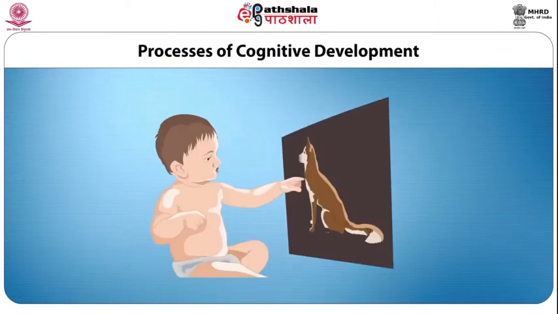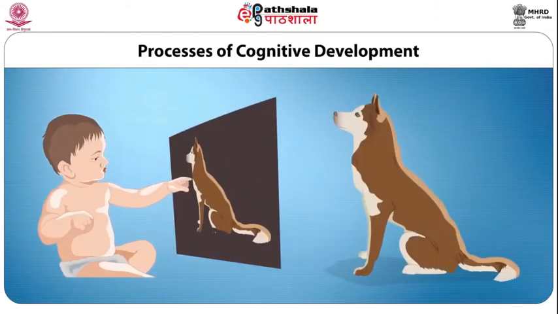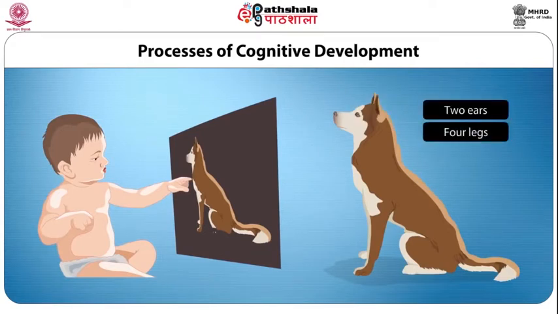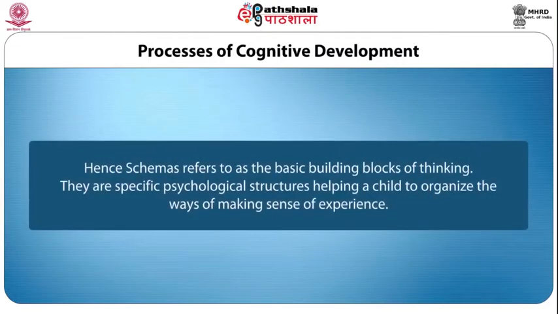The child starts constructing a schema about a dog from a picture book and comes to a conclusion that a dog has 2 ears, 4 legs, and a tail. Hence, schemas refer to the basic building blocks of thinking. They are specific psychological structures helping a child to organize the ways of making sense of experience.